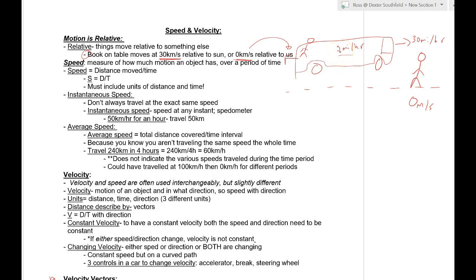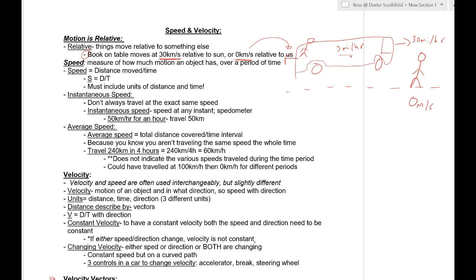If there was a bus traveling next to this one, also moving 30 miles an hour, how fast would it look like I was moving? It would look like I was moving 5 miles an hour compared to the people on the other bus next to me. So motion is always relative.